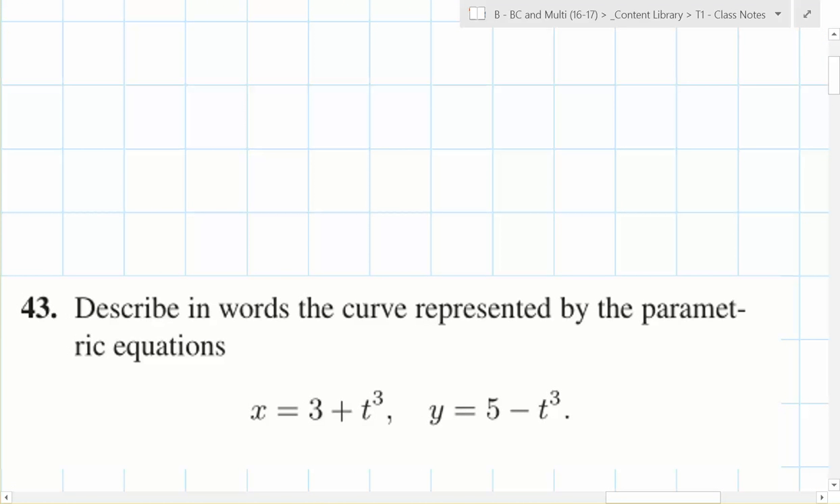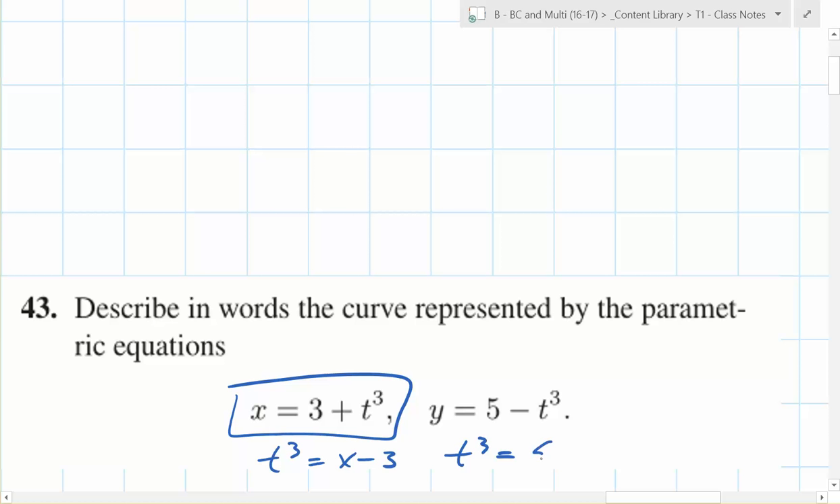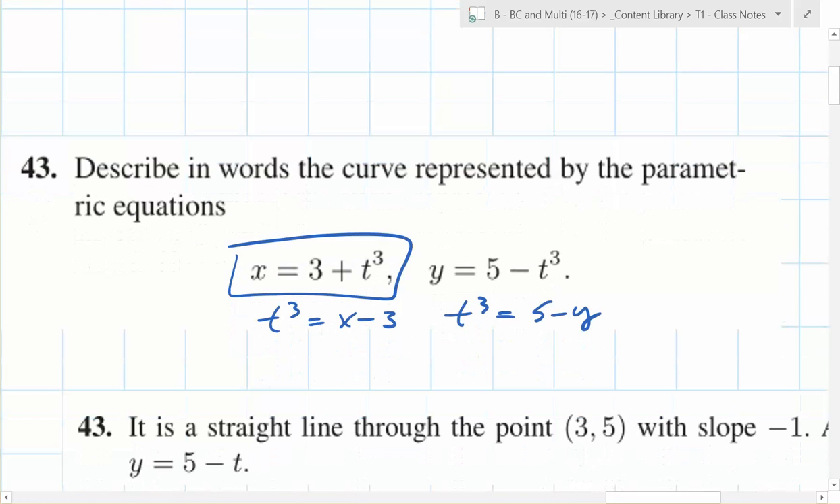And then you asked about this one right here, right? Describe in words the curve represented by the parametric equations. When it says describe in words, parametric equations can be hard to describe in words. So what should you translate it into? Cartesian, yeah. How do we go to Cartesian? Isolate what in this case? We don't need to isolate t. What can we isolate on this one? T cubed. So what's t cubed equal? X minus 3. And what's t cubed over here? 5 minus y.